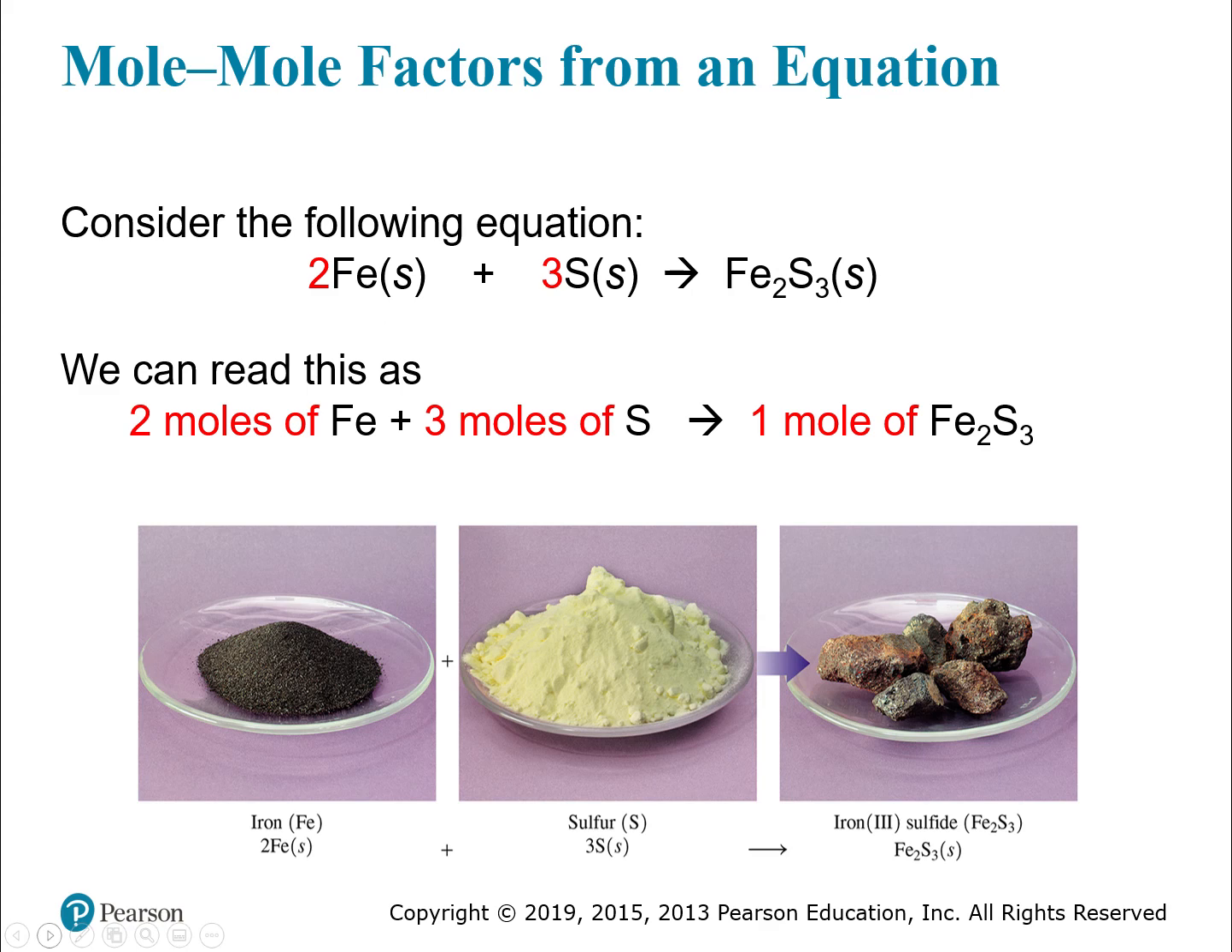When you're reading a chemical equation, the coefficients, which are the numbers in front, can be read like the number of moles of a substance. So we can read this equation as 2 moles of iron plus 3 moles of sulfur yields 1 mole of this iron sulfide compound. Using this information, we can write mole-mole factors that will tell us about the relationships between the different substances in the equation.